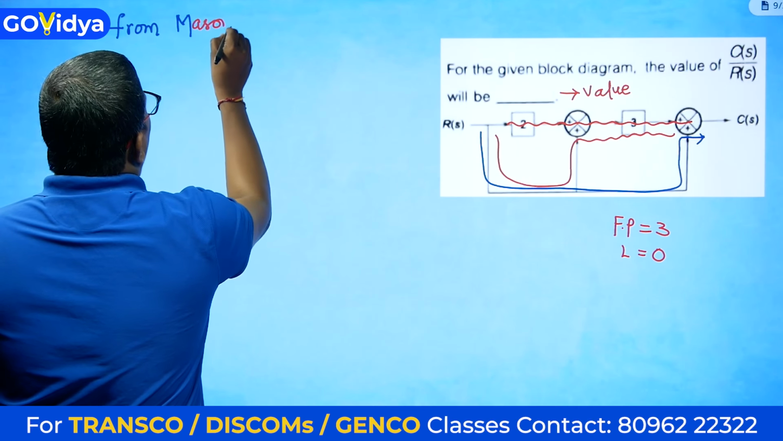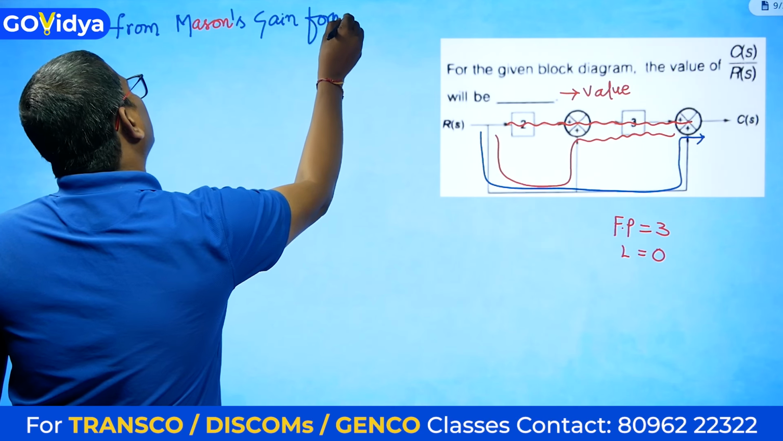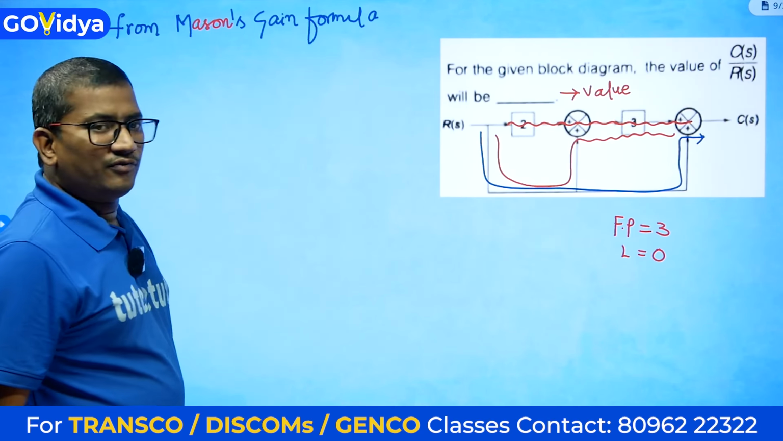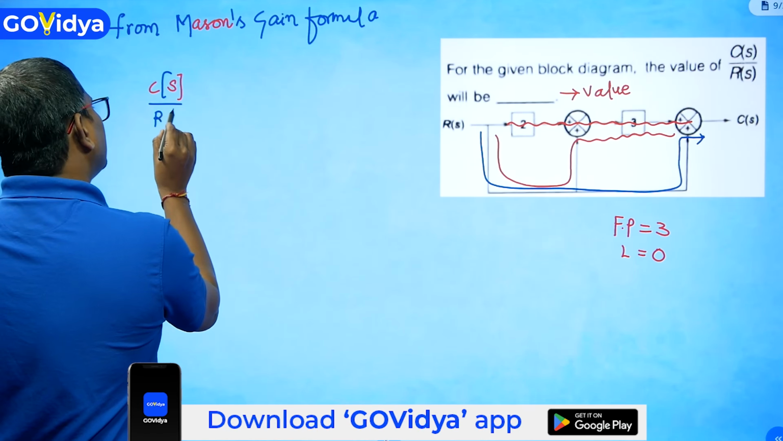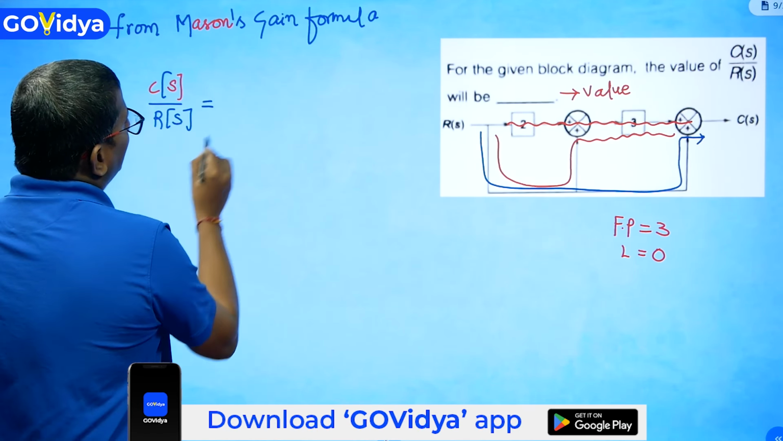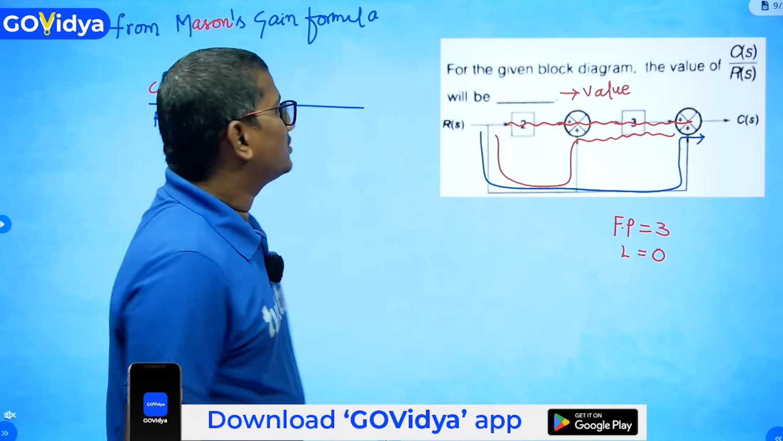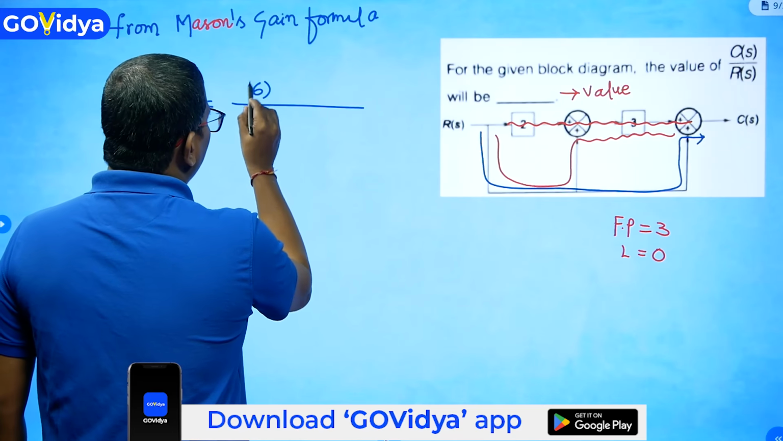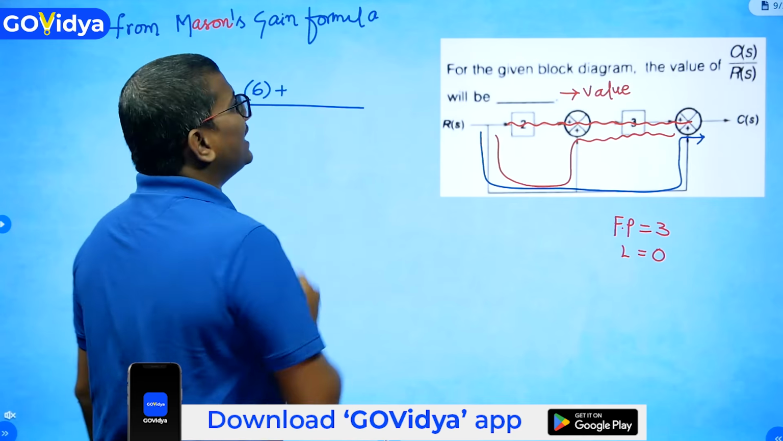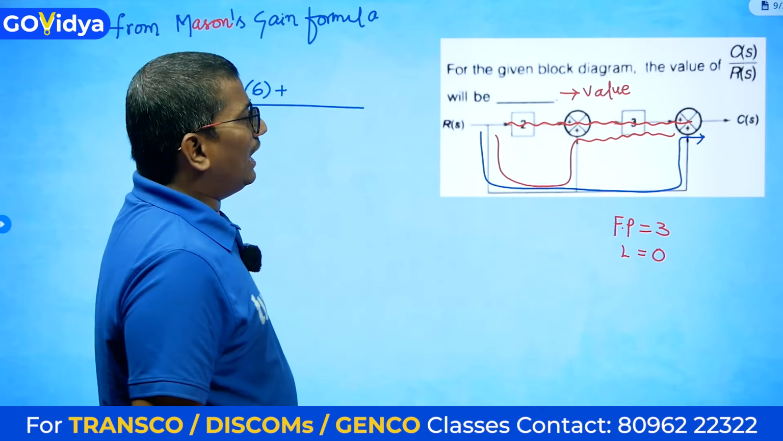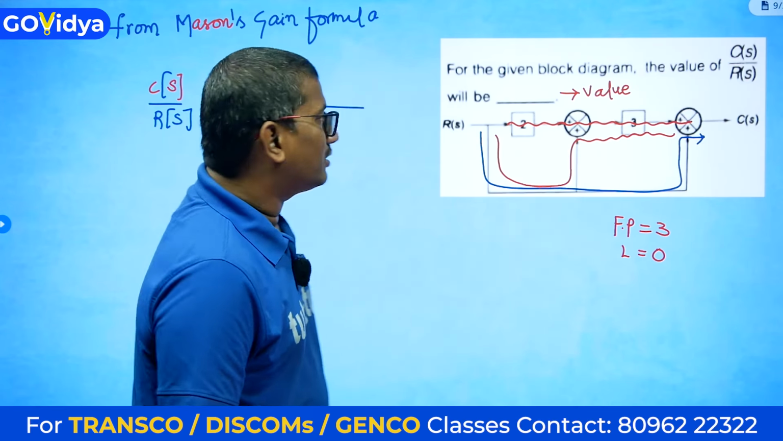what is the transfer function? C(S)/R(S) is equal to, how many forward paths are there? 2 into 3, so its value is 6, the first forward path. There is no loop, so no need to bother about delta 1 and delta 2. Plus, why am I taking plus straight away? Because all the signs are positive only. Another forward path is this red color, the second red color. See, this is the one. So 3 is another forward path.